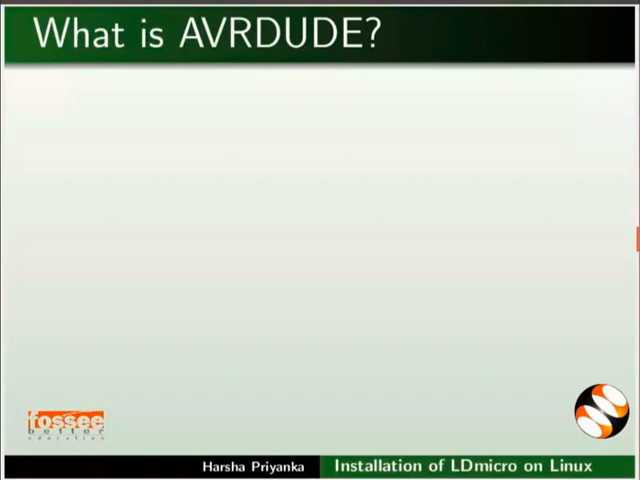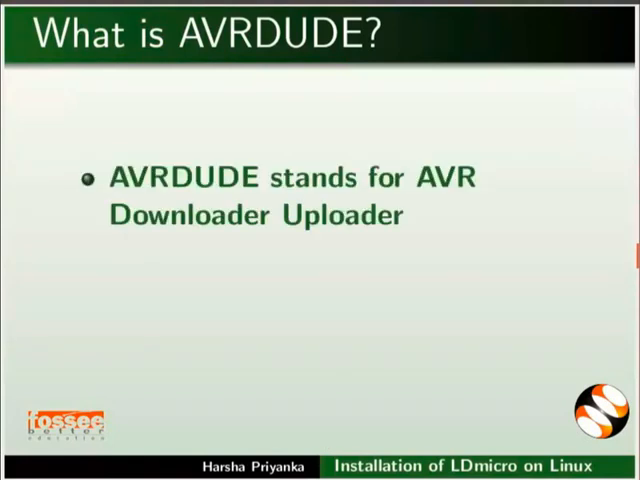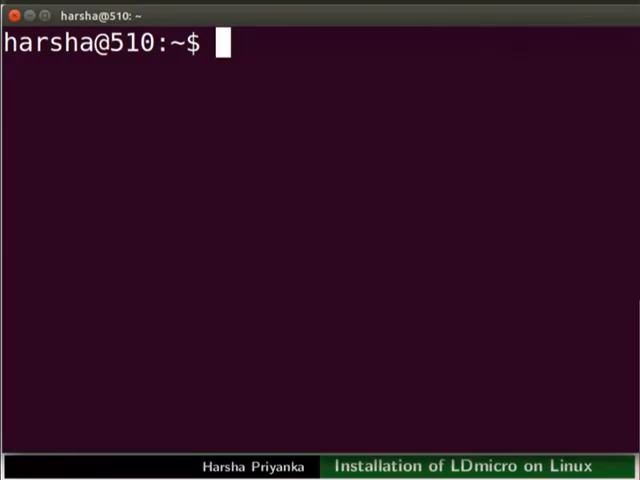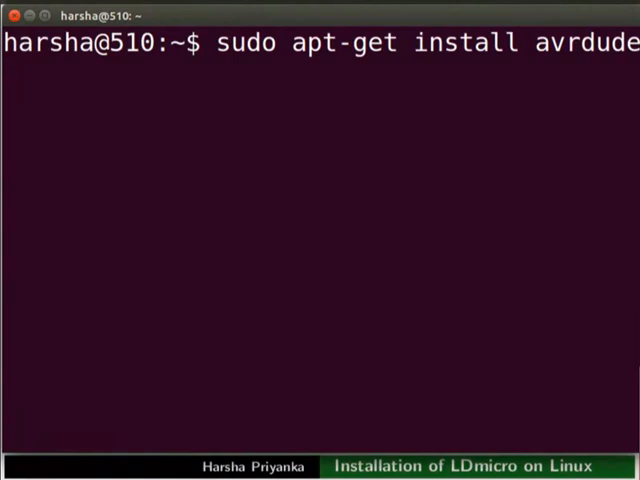What is AVRDUDE? AVRDUDE stands for AVR Downloader Uploader. It is a tool for downloading or uploading the on-chip memories of AVR microcontrollers. To install AVRDUDE, switch back to terminal. Type sudo apt-get install avrdude and press enter.